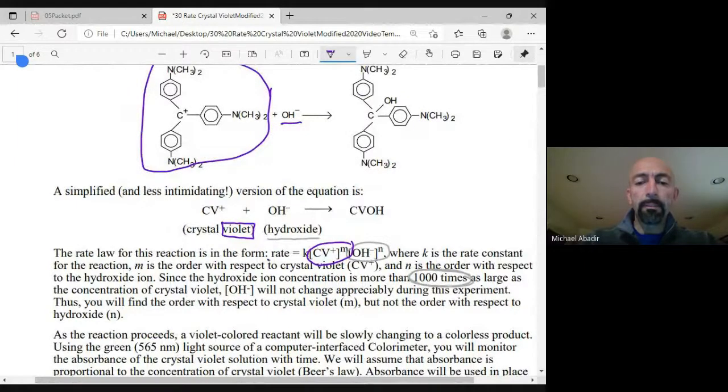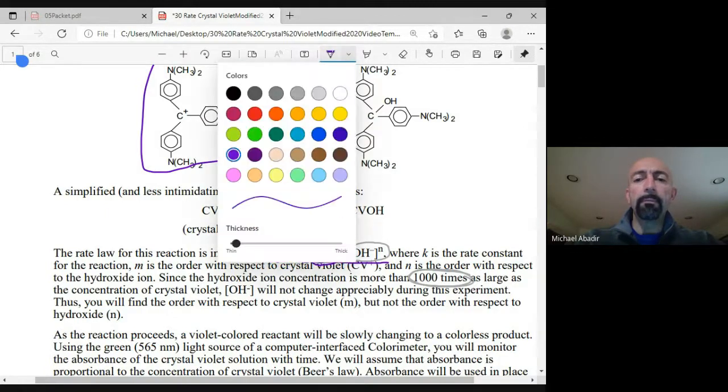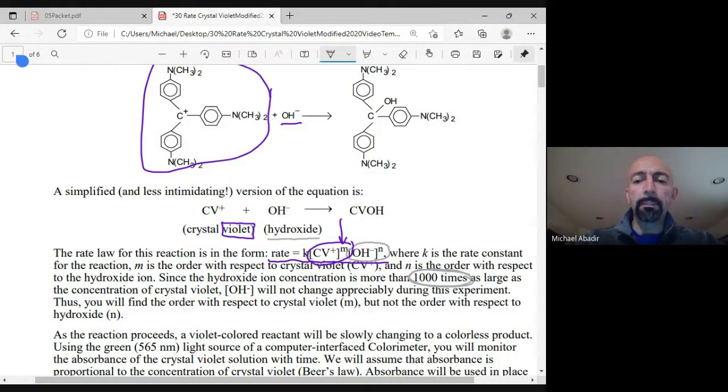So the rate law is going to be rate equals K times crystal violet to a power times hydroxide to a power. We're going to be looking for this exponent in the rate law, and we are really not going to be finding this at all. In fact, we're going to completely not even consider the hydroxide. So how do we do that?